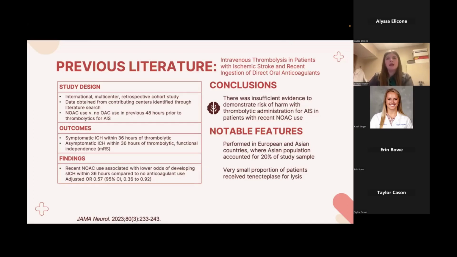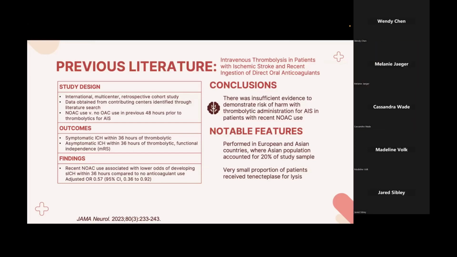And then lastly, our last piece of literature before diving into today's article is a similar multi-center retrospective cohort study that was published in JAMA Neurology last year. So in this retrospective evaluation, investigators conducted a literature search for reports on thrombolytic administration for patients taking NOACs, and they gathered information from the published reports as well as direct contact from those reporting groups.